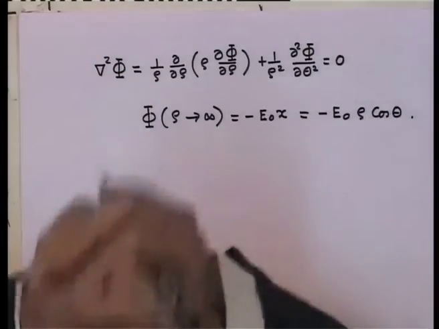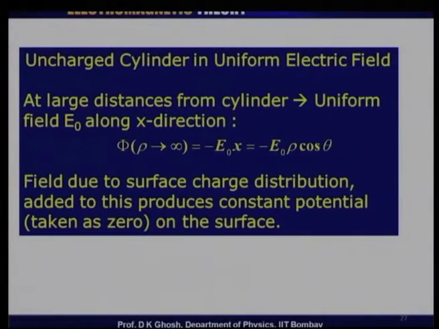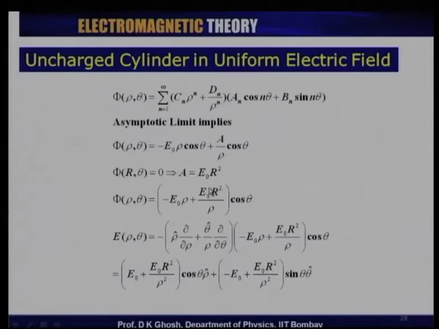Now, once again I must cancel this potential on the surface of the cylinder. I can take the potential on the surface of the cylinder to be a constant, which I have taken as 0. So, a charge distribution must now arise on the surface of the cylinder, which will cancel the potential in which I have put in this charge distribution. So, let us look at how it goes.